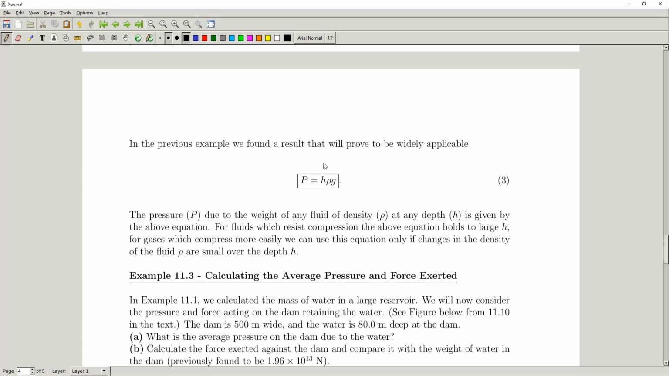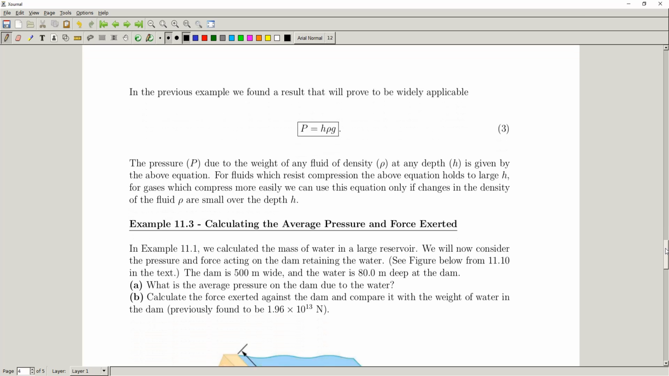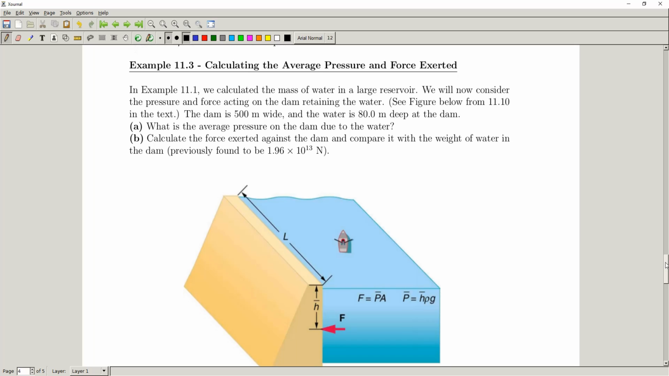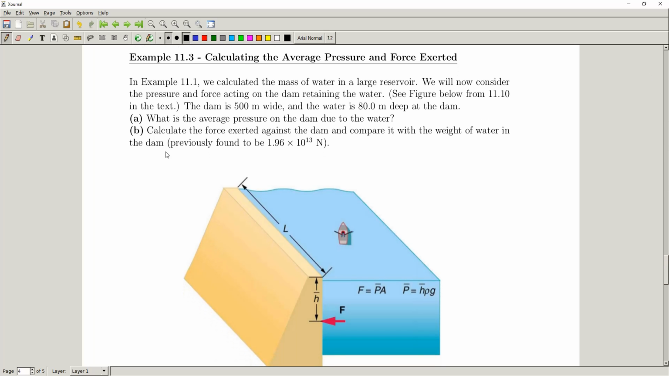And again, just to restate it one more time, this is the pressure that any object is experiencing at some depth h for some fluid of density rho with g acting on it, right? On our planet's surface or whatever, right? So we need to have g there for it to make sense, okay? And so we'll keep that equation in mind, and we're going to do an example with that equation in mind here. So again, this is an example directly from the text.